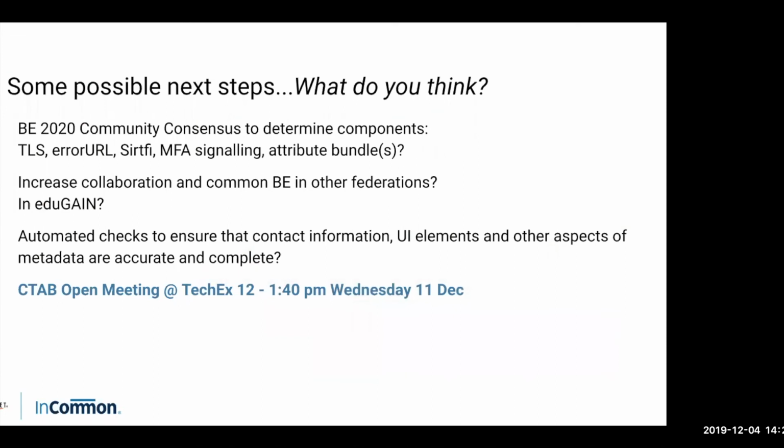So that was a quick run through current status and the contemplation of next steps, the five potential components of future baseline expectations. In addition to just considering those five that we've listed, other questions you might want to think about is whether we need greater collaboration and common ingredients in baseline expectations with other federations, or indeed in EduGain itself, the Federation of Federations.